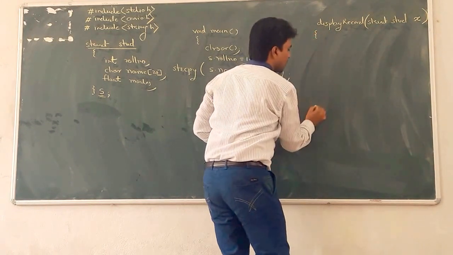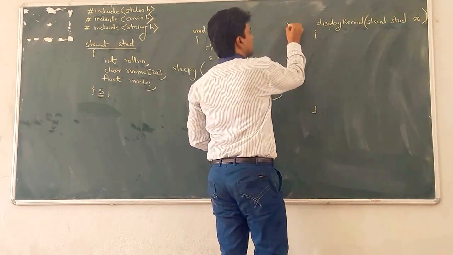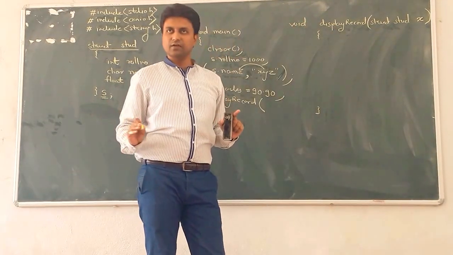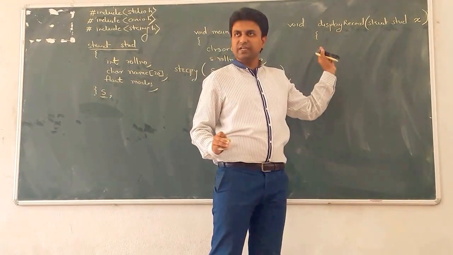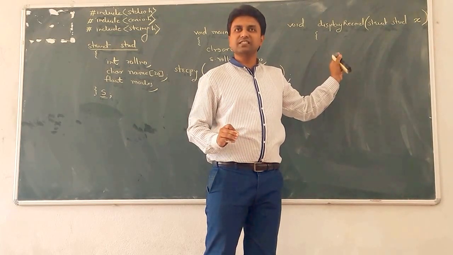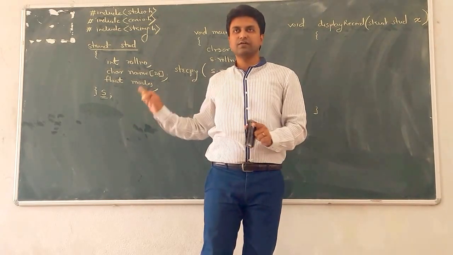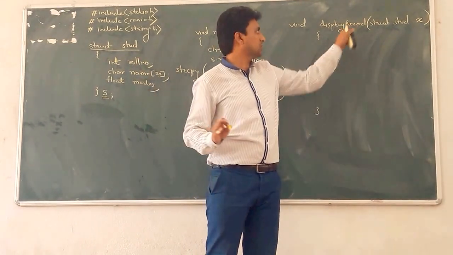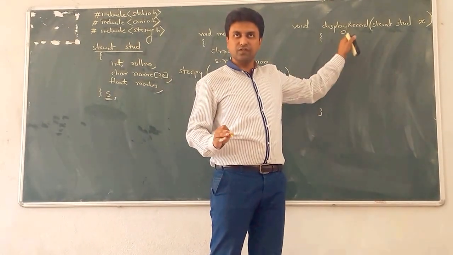After that, the body of the function. What is the return type of the function? Void, because this function does not return anything. What is the use of this function display record? This function displays the record of a student, meaning name, roll number and marks. That is the purpose of this display record function.